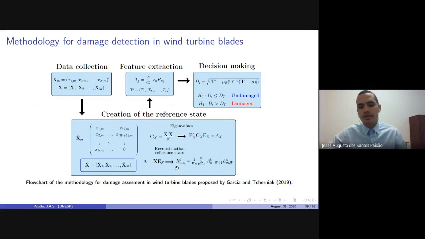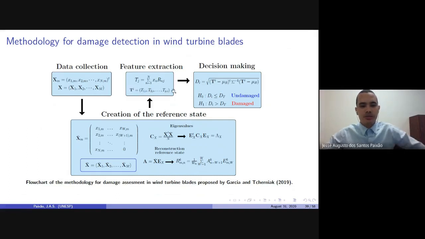Then after that, we select just some of the principal components in order to reconstruct our signal, represented by this equation here. And then we have a reconstructed signal using the most relevant principal components that will be used in the third step, the feature extraction, where you compare each measured signal with each component of our reconstructed signal, represented by this equation. Then, for example, if we select five principal components, we have a feature vector of five components, comparing each measured signal with each component of the reconstructed signal.